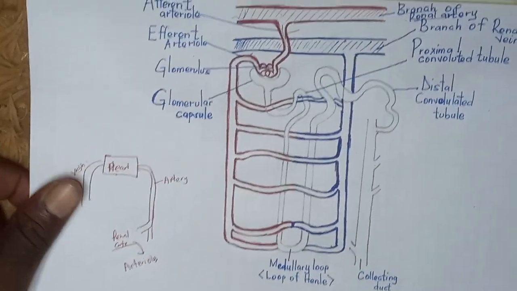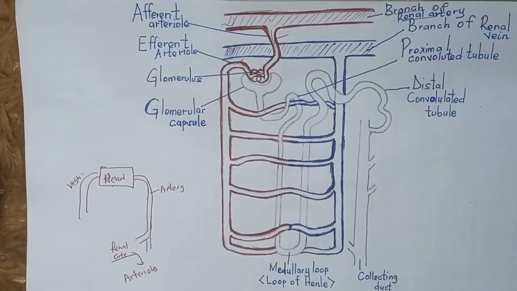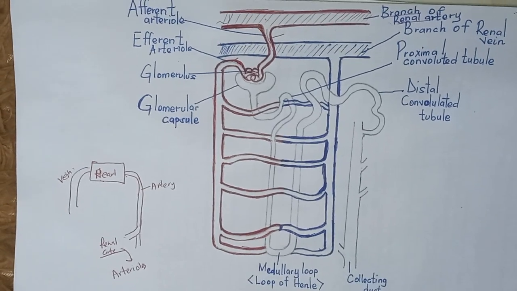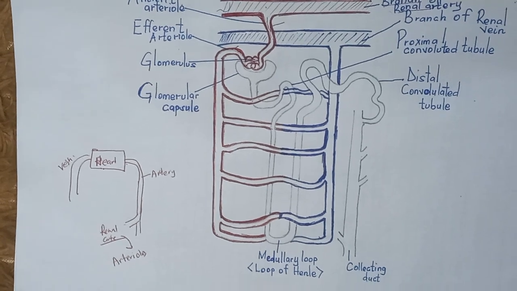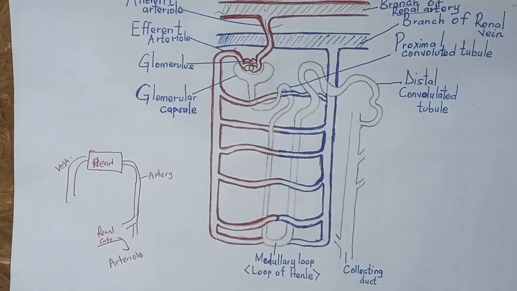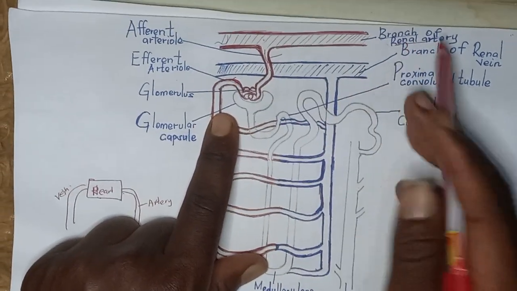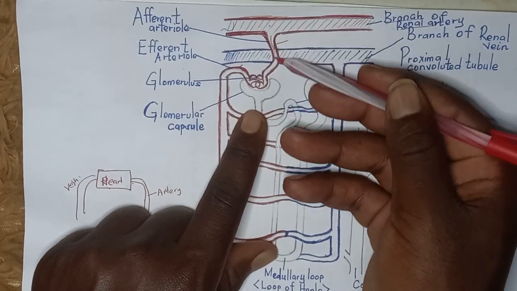The nephron is found in the kidney, and the function of the nephron is to clear away the waste product from the blood. As I've told you, the blood from the heart is pumped to the kidney through the renal artery. Then this part here is the renal arteriole.